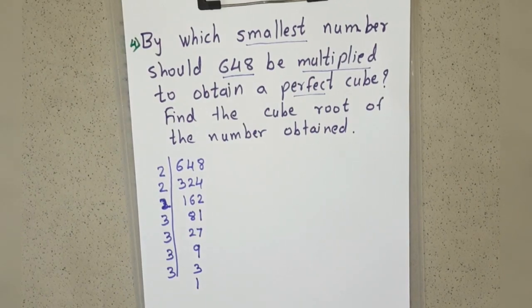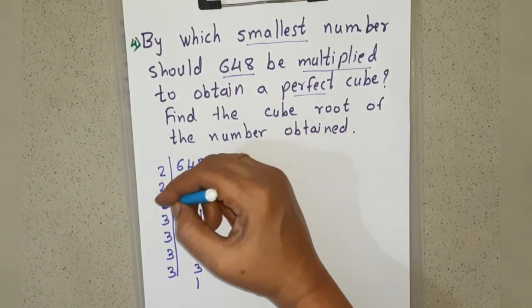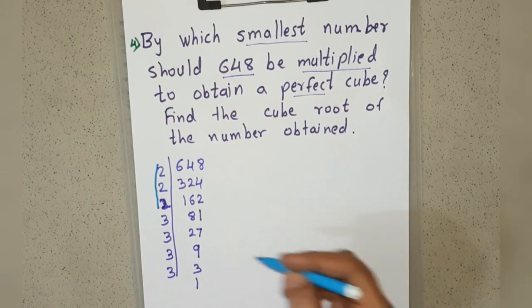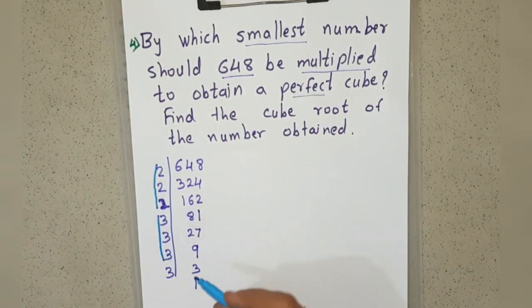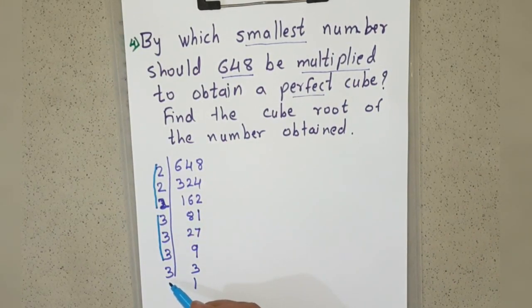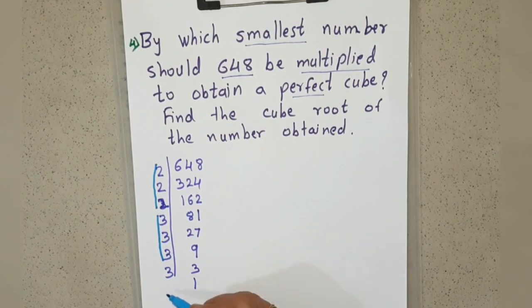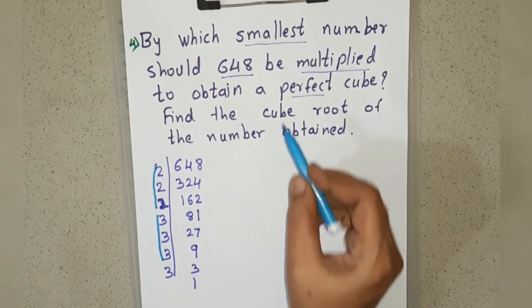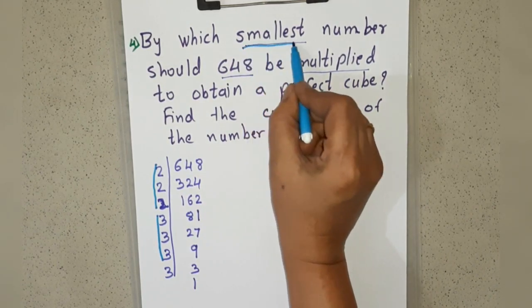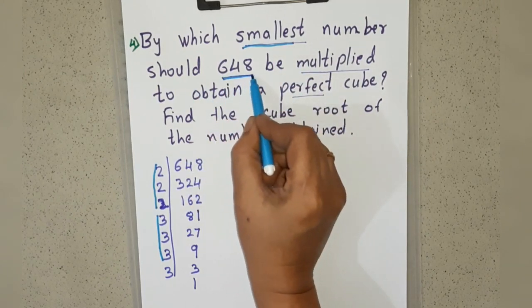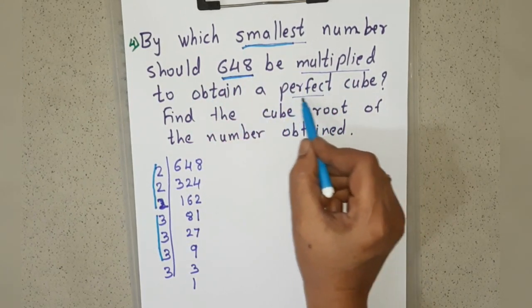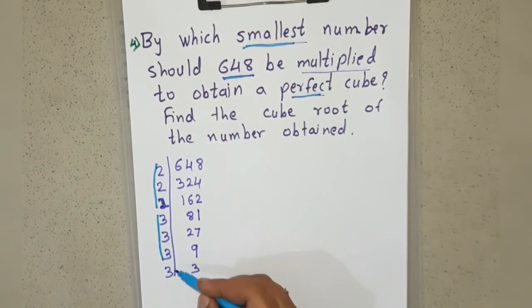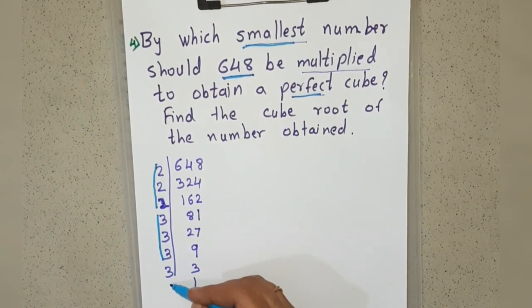Now children, what is happening here? Can you see this is having a triplet? This is a triplet, but this 3 is left. It needs 2 more friends. So what should be done? What is the smallest number by which 648 should be multiplied to obtain a perfect cube? So I have to have 2 more 3s over here.